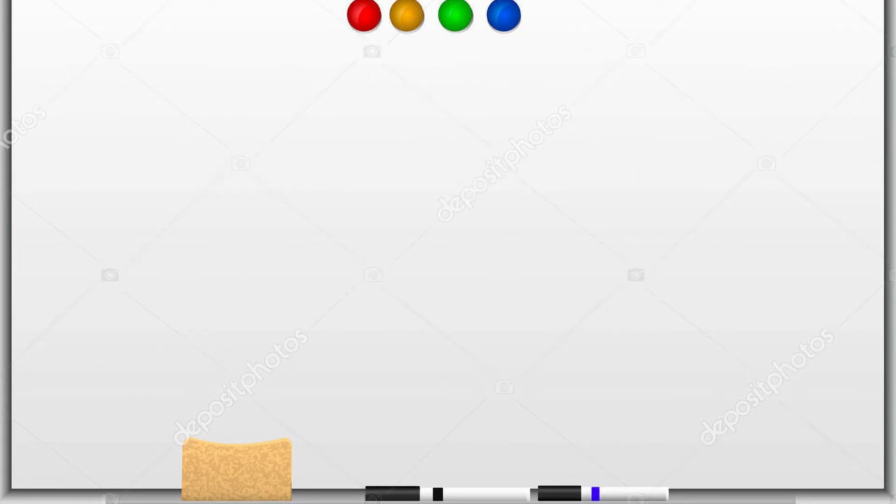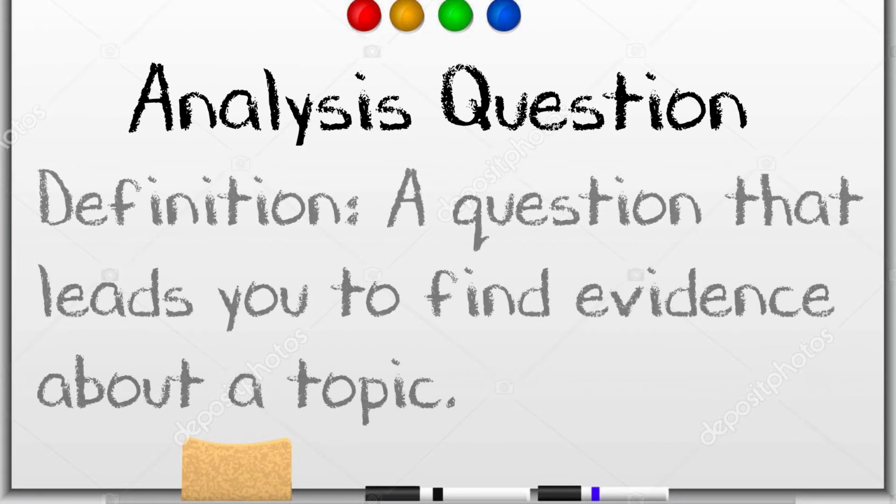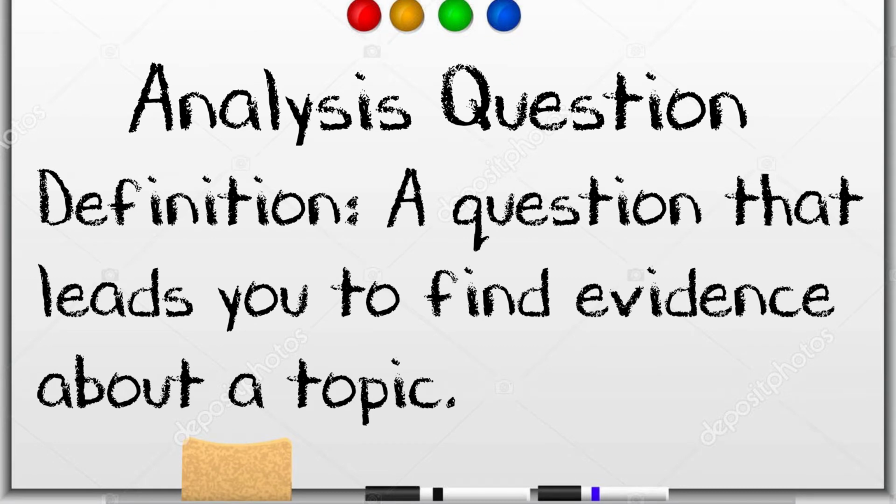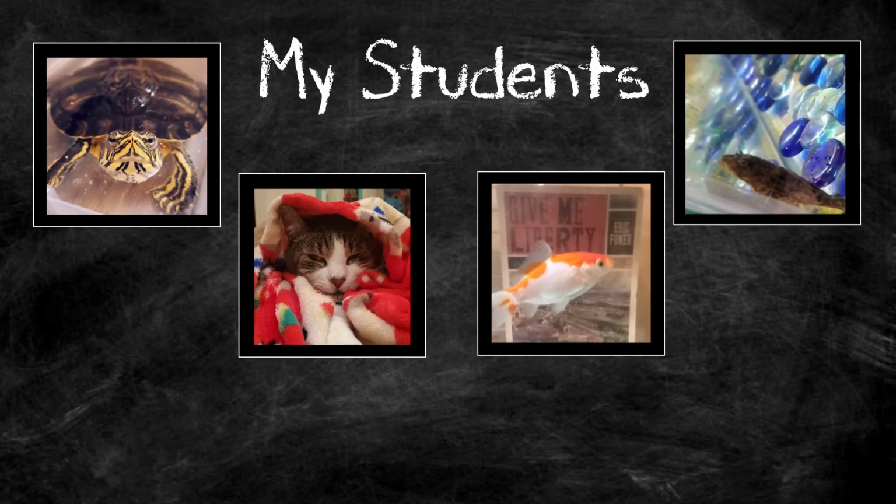The fourth kind of question is analysis. Analysis is about figuring out the reason behind something or finding evidence to prove something. For example, which 2 of my students are the most likely to be friends, and why?